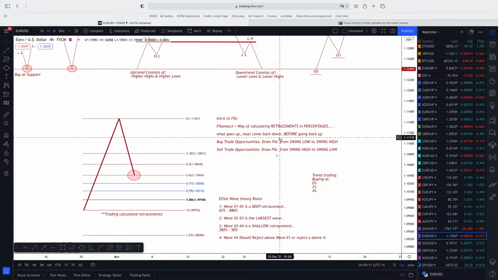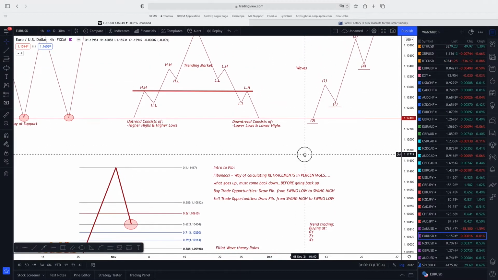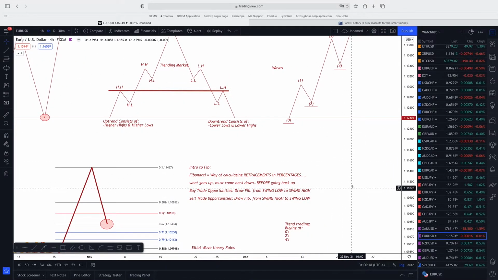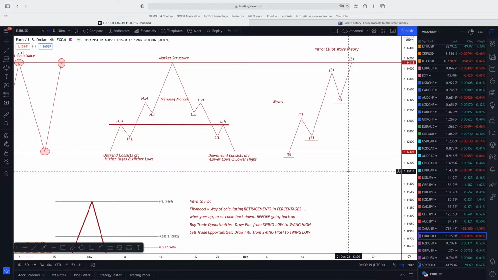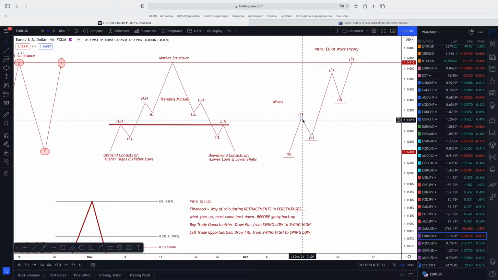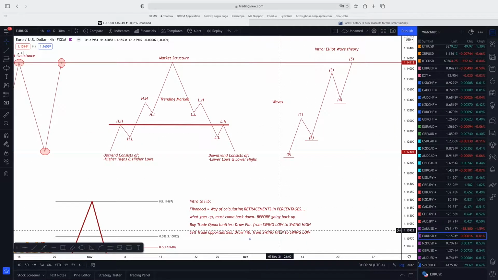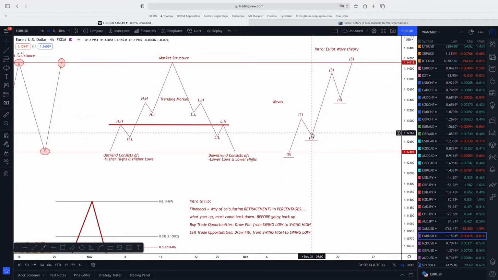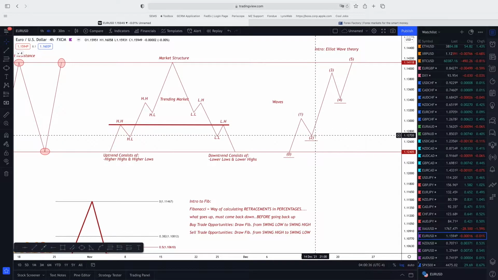Down. Now, since we are trading a trending market, is it going to come all the way back down? No, there's a math to it. So whatever goes up 0 to 1 must come back down 1 to 2 before going back where? Up. So whatever goes up must come back down before going back where? Up.